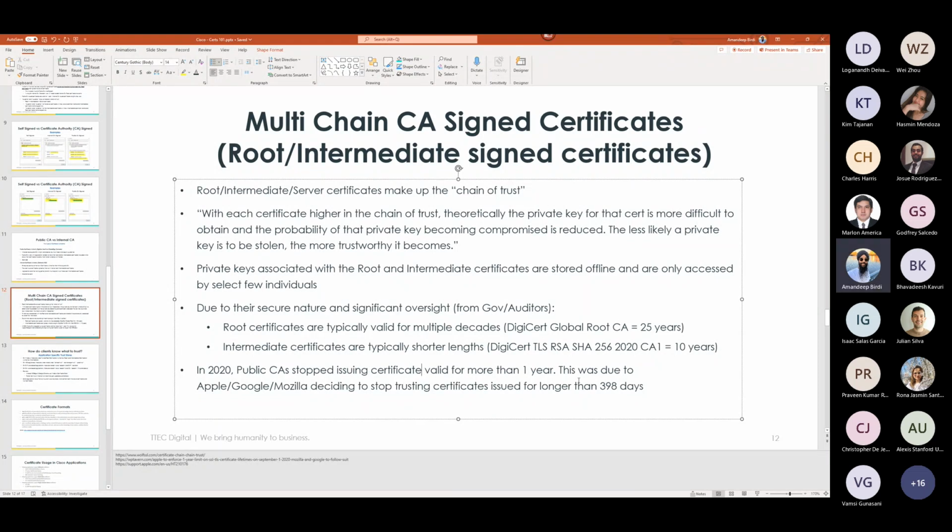So I also touched on this before. This was in 2020: public CAs stopped issuing certs valid for more than 1 year. And this was again because of browser vendors like Apple, Google, and Mozilla. They decided that it's not safe to be trusting certs that are valid for 3 years. There are even concerns with wildcard certs because you could take a wildcard and apply it anywhere. And that's one of the reasons Cisco has stayed back and not approved wildcard usage on BOSS applications. They feel that it's not secure.